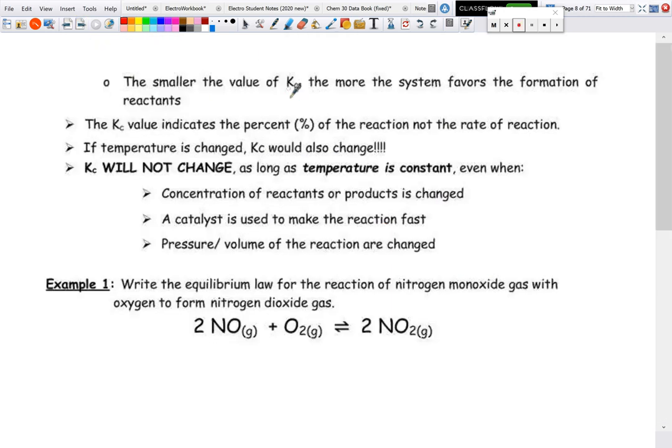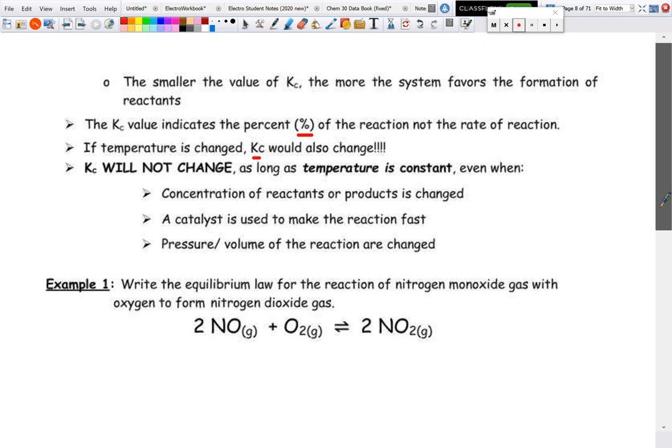So the smaller the equilibrium constant, the more the system favors the formation of the reactants, or we start getting into that negligible thing where it's hardly a reaction at all, like there's barely any products. And as well, the bigger the value, the more the forward reaction is favored. So the equilibrium constant indicates the percent reaction of the reaction and not the rate. And of course, if the temperature is changed, the equilibrium constant will also change.